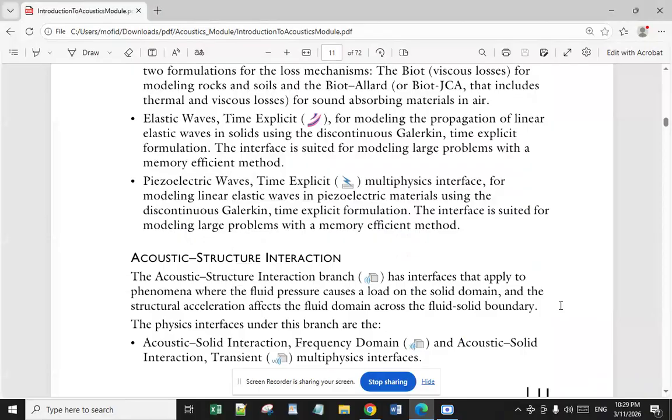The next one is piezoelectric waves, time explicit multiphysics interface for modeling linear elastic waves in piezoelectric materials using the discontinuous Galerkin time explicit formulation. The interface is suited for modeling large problems with a memory efficient method.